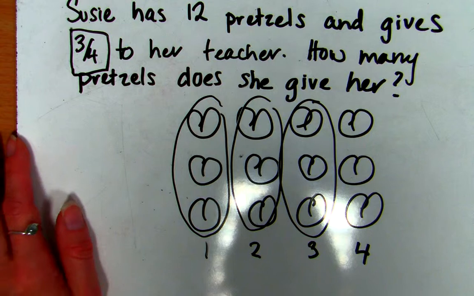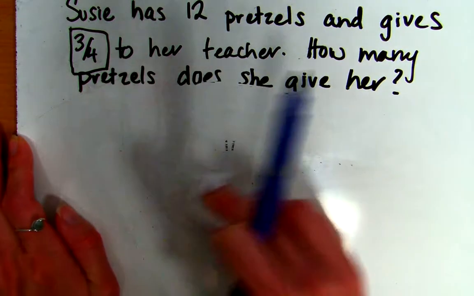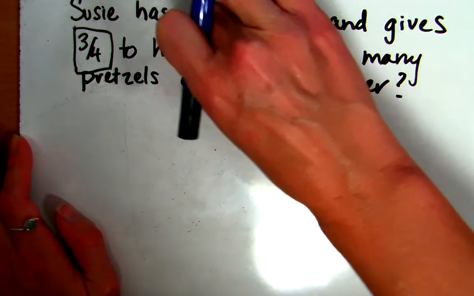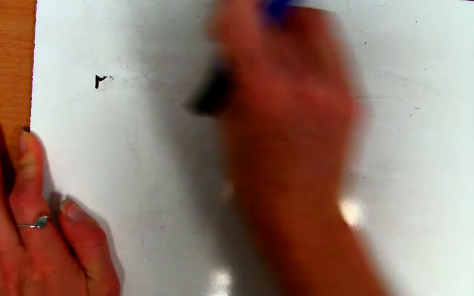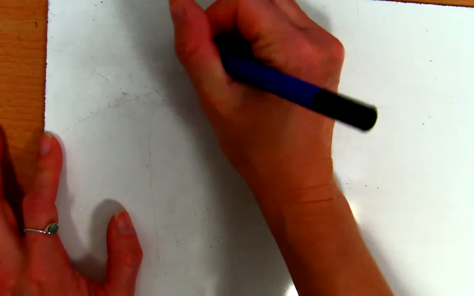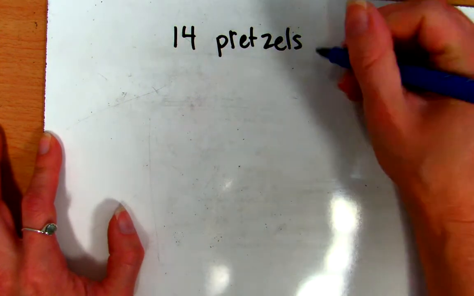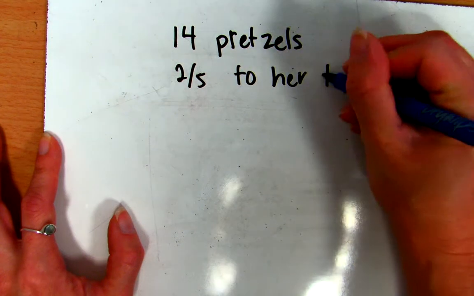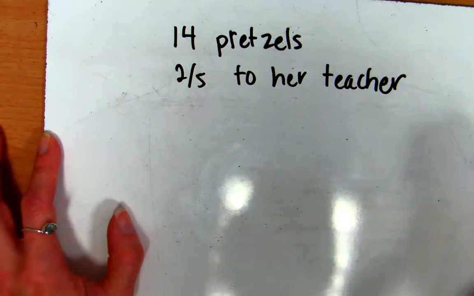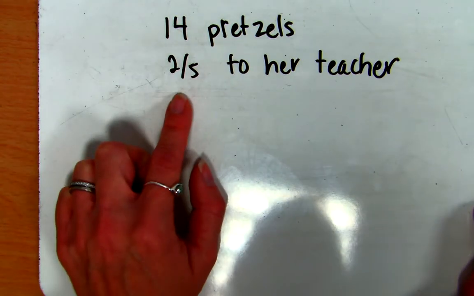Now that worked out really well because 12 is divisible by 4. But what happens when you've got a number that is not divisible by 4? Or if you have a number that is not divisible by your denominator. So let's change this around a little bit. Let's say Susie has 14 pretzels, and she's giving 2/5 of them to her teacher.